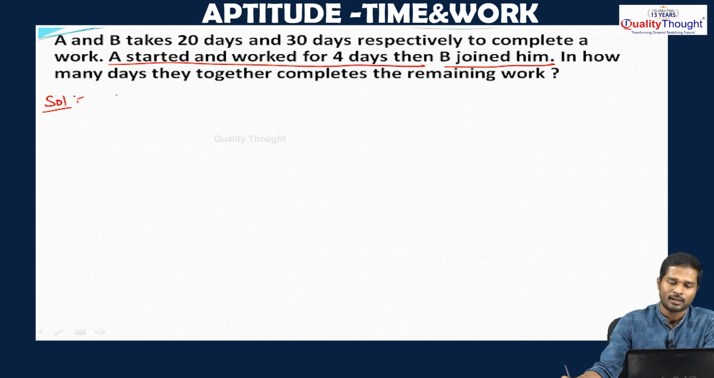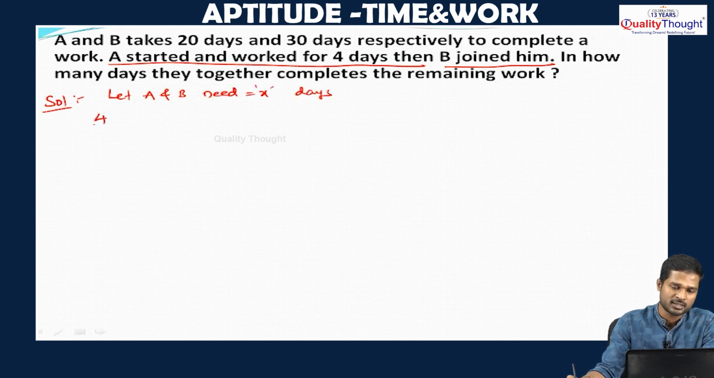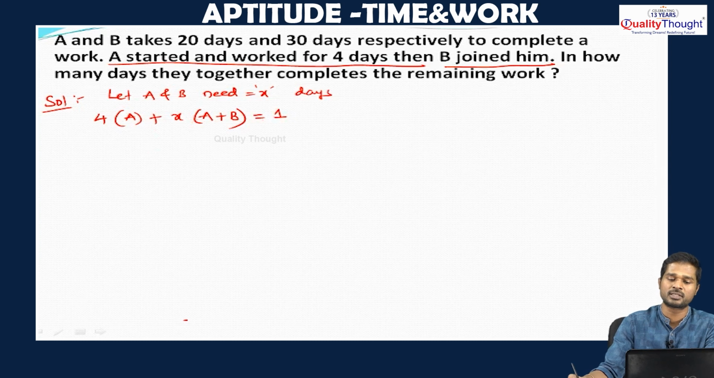Now check it here. Let A and B take x days to complete the remaining work. We are taking x days. Now check the equation method. First, this is 4 days' work of A plus x days' work of both A and B. They are doing the same work, so the total amount of work is equal to 1.